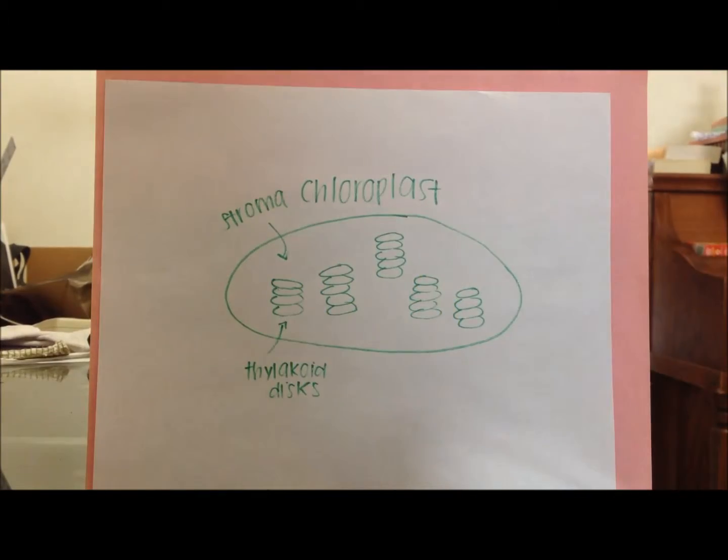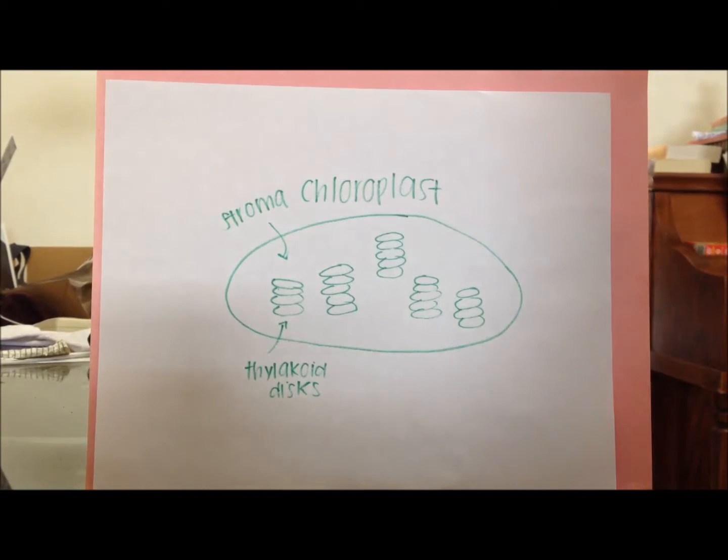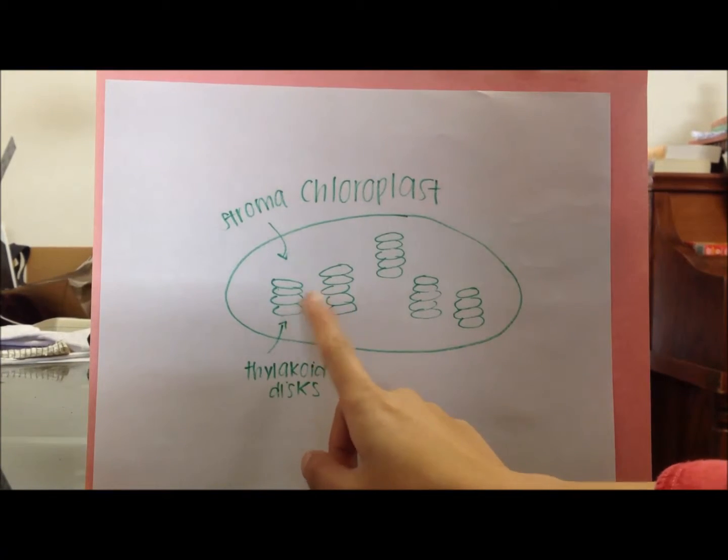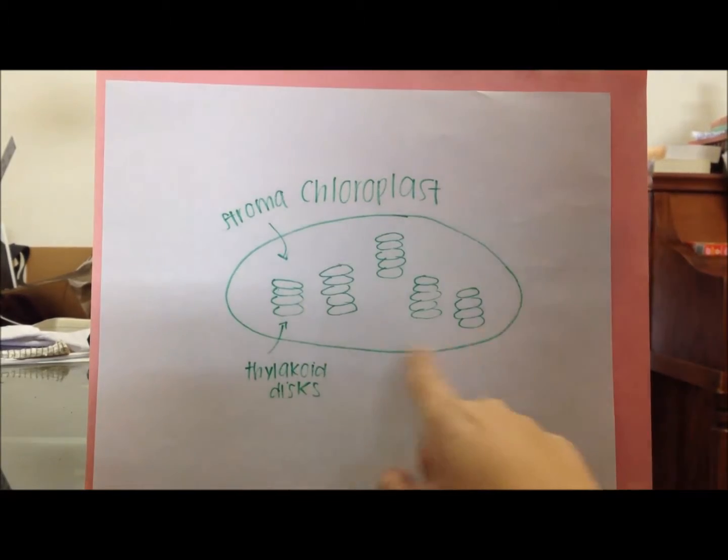So before we get started, first let me show you a picture of the chloroplast, the organelle where photosynthesis takes place. These are the thylakoid discs, which contain chlorophyll, and this is the stroma.